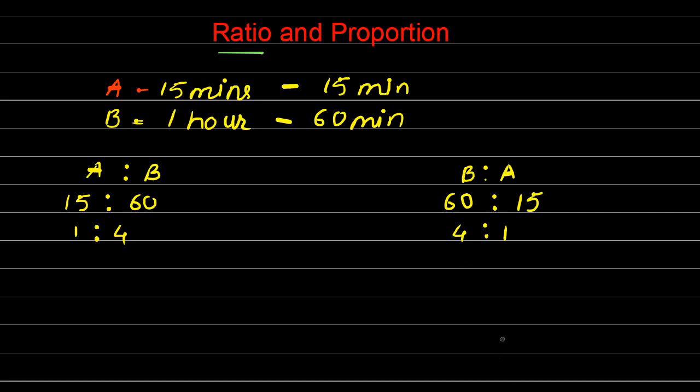So I think I made it pretty clear. Let's have a quick recap of this: a ratio should always be in the same unit, and you need to read the question properly, whether the ratio asked in that question is A to B or B to A. That matters a lot, and that is how your ratio will be different.